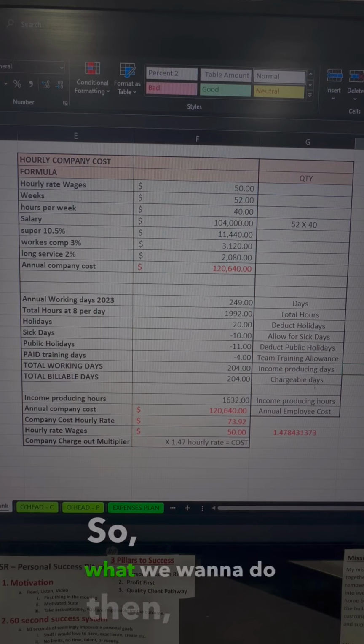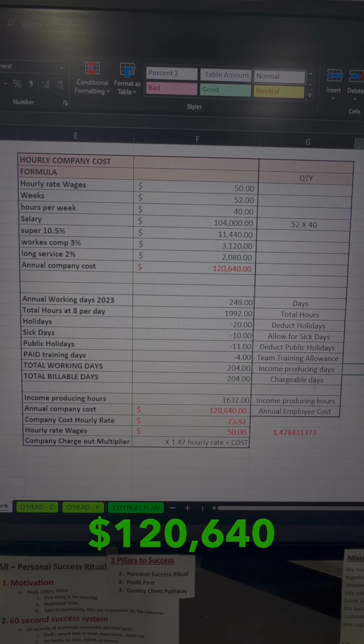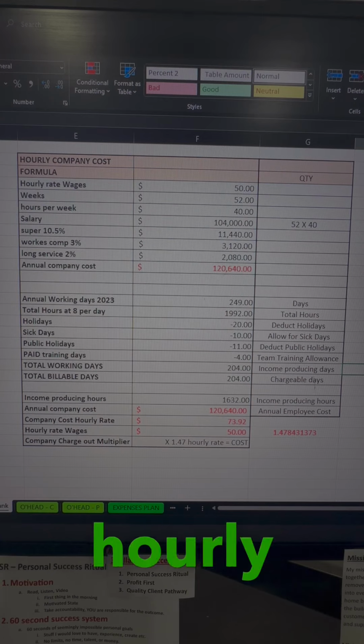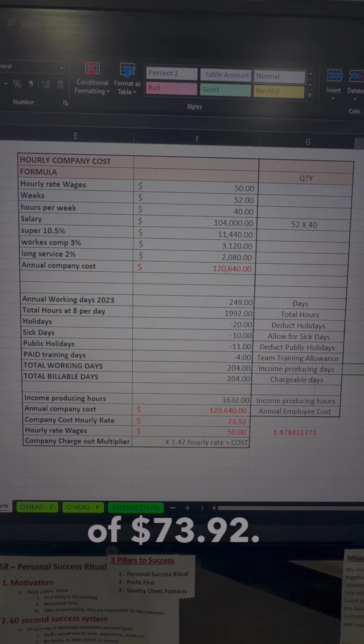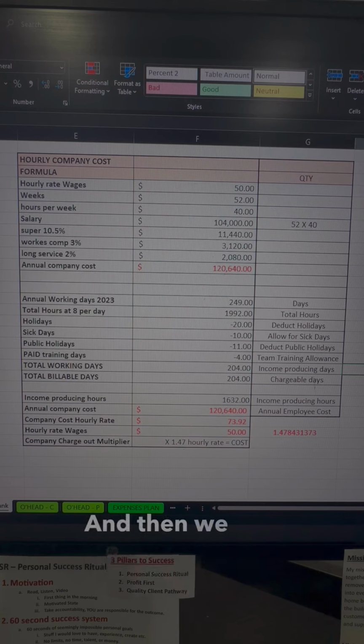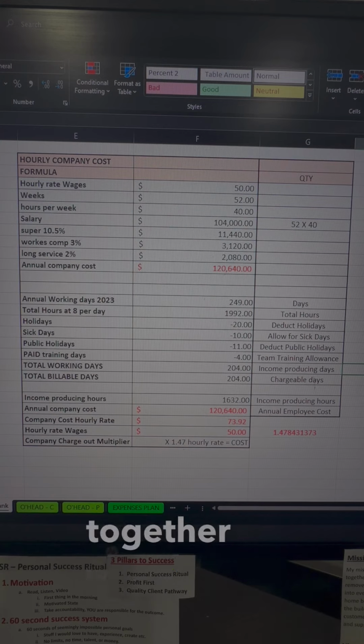So what we want to do then is use the 1,632 hours divided into the annual company cost of $120,640, which is going to give us a company cost hourly rate of $73.92. Bear in mind that's to cover the worst case scenario, so if they're taking all of their sick days. And then we just want to put a multiplier on that. So we're going to divide those two numbers, the 73.92 and the 50, to give us 1.478.